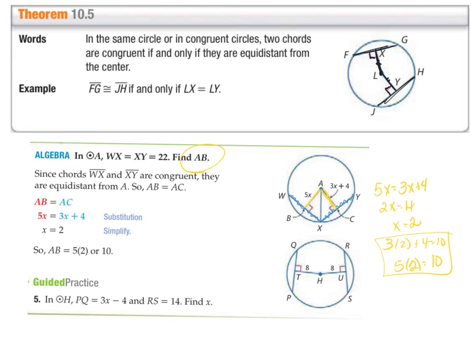In guided practice example 5, we're told that our distances to these two chords are the same. They're both 8. So that tells me that my two chords have to be the same length. So I would set the length of PQ equal to the length of RS. And I'm going to find that my X is 6. And in this case, that's all they asked me for.